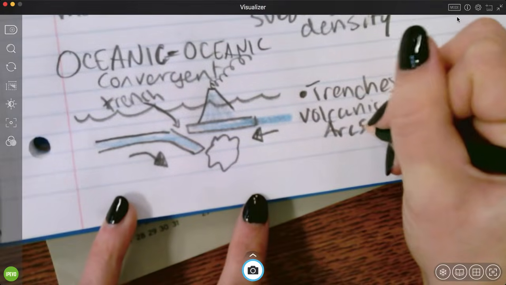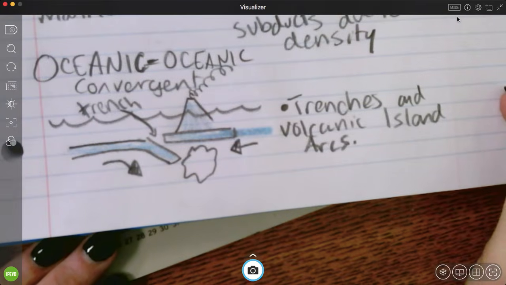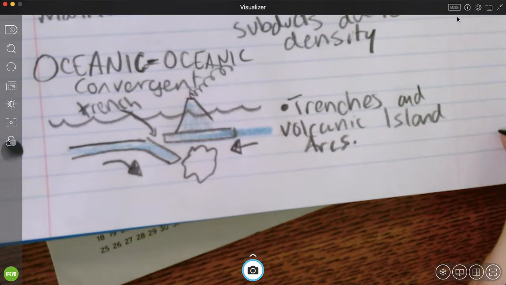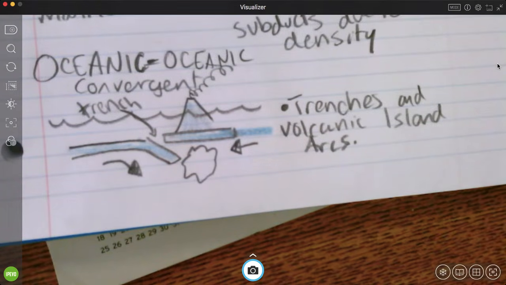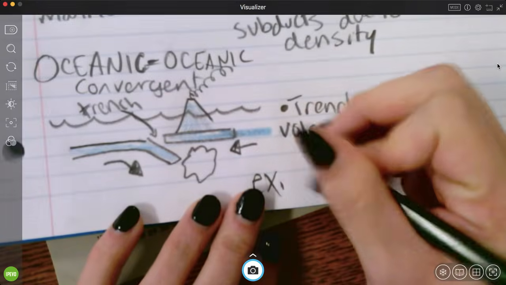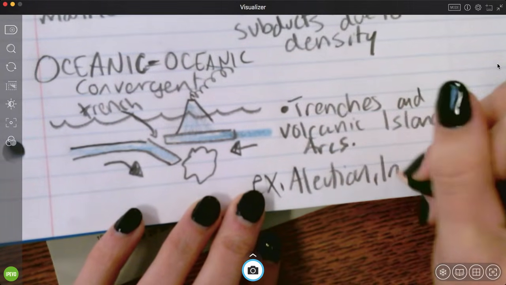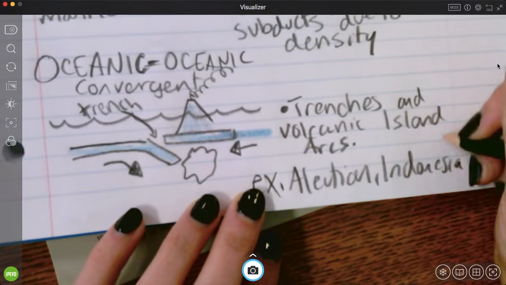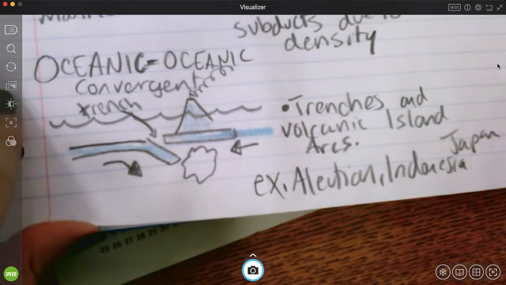Now, some examples of this. You might be thinking, well, I know a volcanic island arc, Miss Summer, this is Hawaii. And I'd be like, that is a volcanic island chain, but it's not on a convergent boundary. That one's a little special. We're going to talk about it there. An example of this would be something like the Aleutian Islands up in Alaska, Indonesia, Japan. Those would all be examples of oceanic convergent.